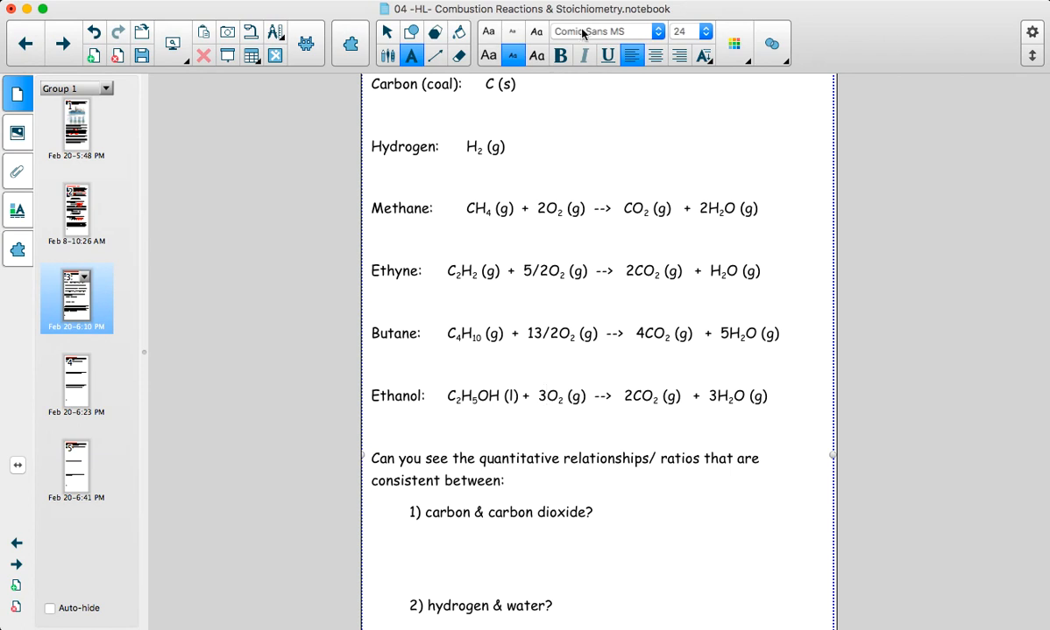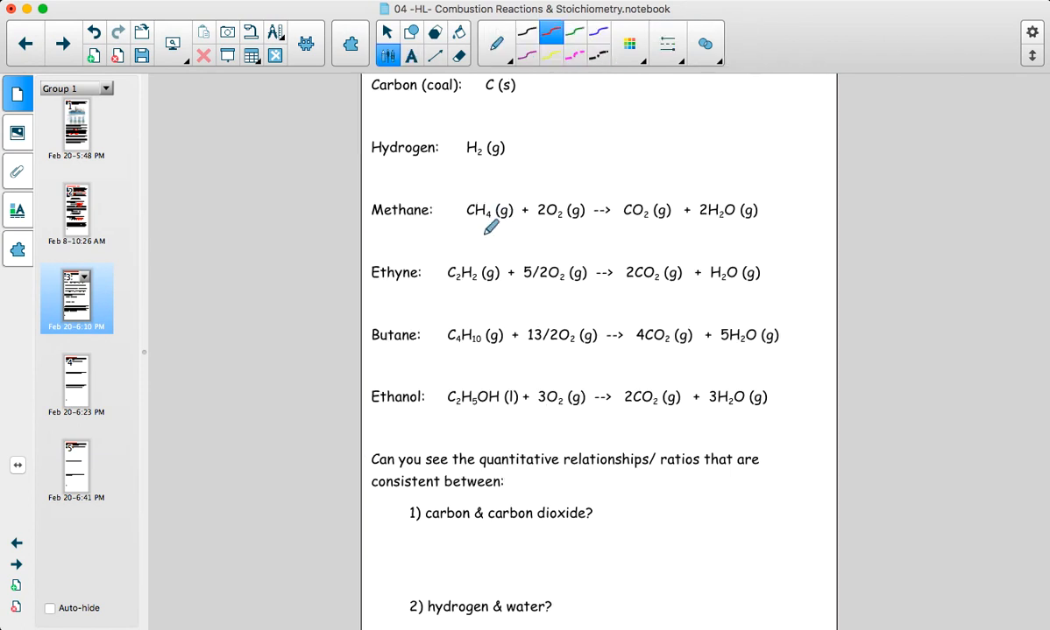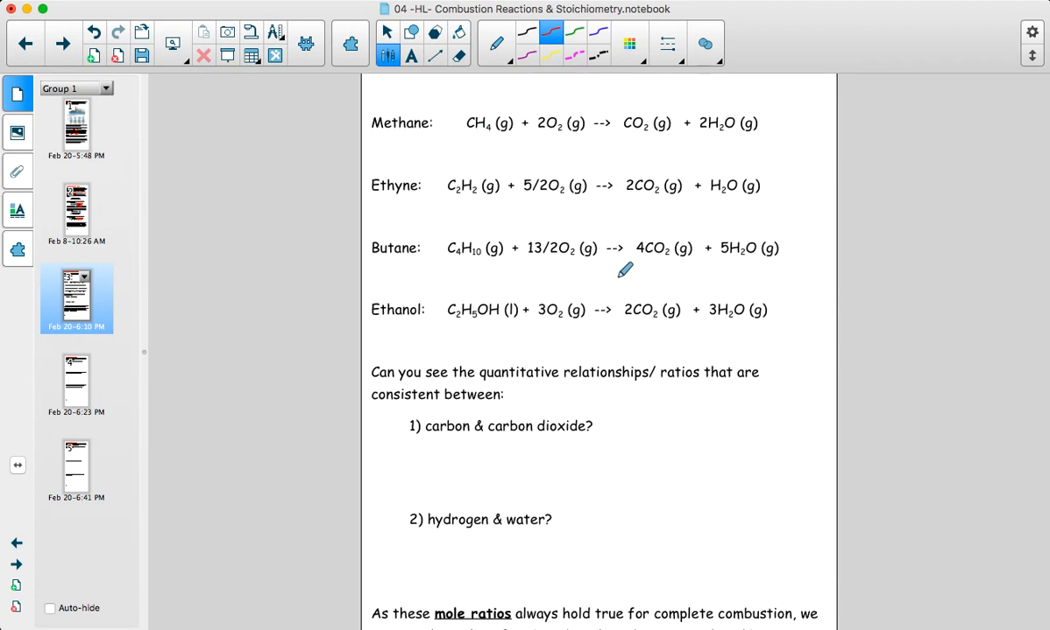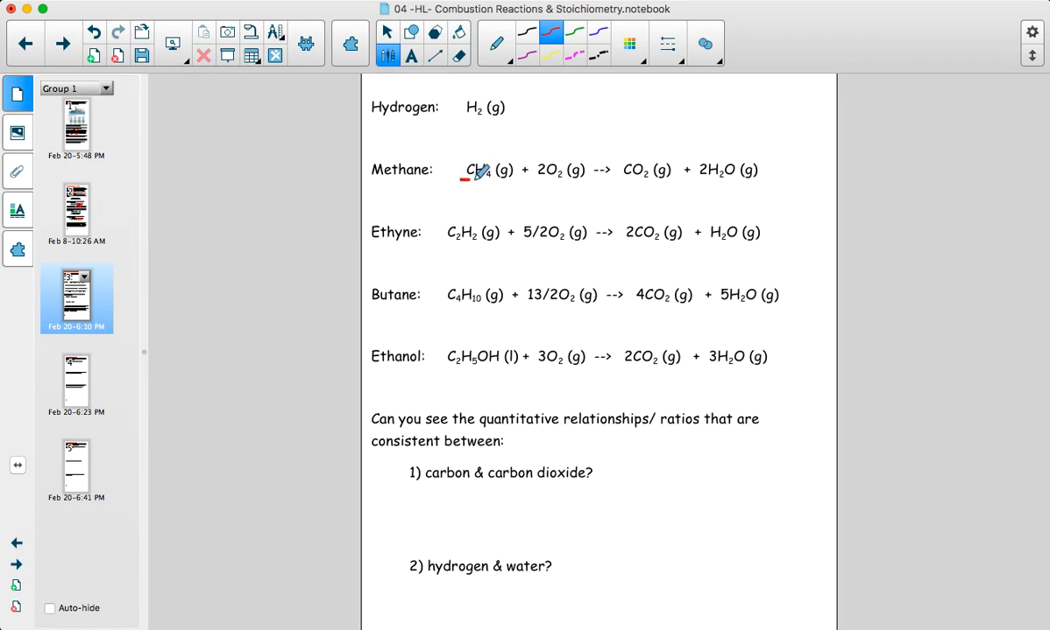But what I'm hoping to point out right now is that every time you do a combustion reaction, there's always a special relationship between the moles of carbon and the moles of carbon dioxide. In methane, there's 1 carbon in the methane, and we made 1 CO2. In ethine, there were 2 moles of carbon inside the ethine, and we made 2 moles of carbon dioxide. I think you see where I'm going with this. In butane, there are 4 carbons, and we made 4 CO2s. And in ethanol, there were 2 carbons, and we made 2 CO2s.